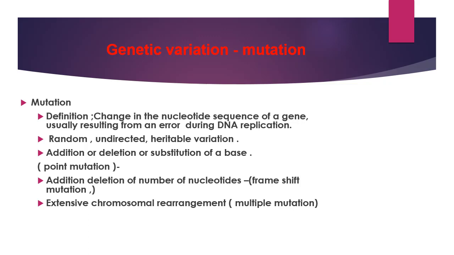Mutation. Definition: a change in the nucleotide sequence of a gene, usually resulting from an error during DNA replication. Random, undirected, heritable variation. It can be addition, deletion or substitution of a base, that is point mutation. Then the next one, frameshift mutation, that is deletion of a number of nucleotides. Then extensive chromosomal rearrangement, that is known as multiple mutation.